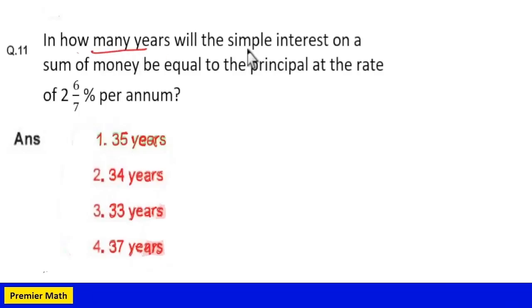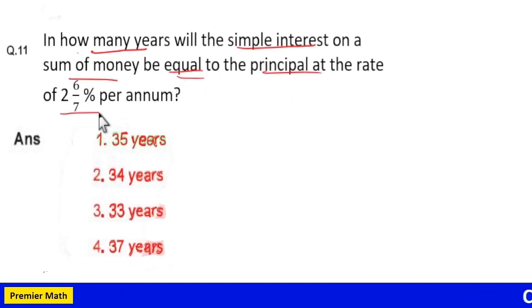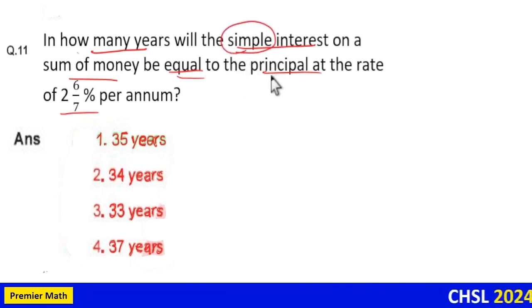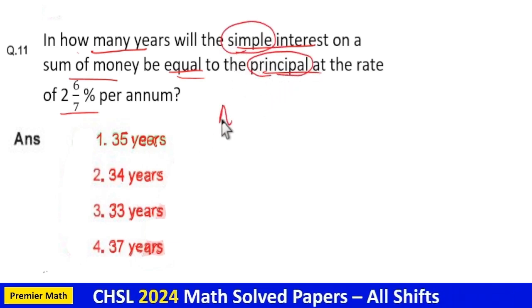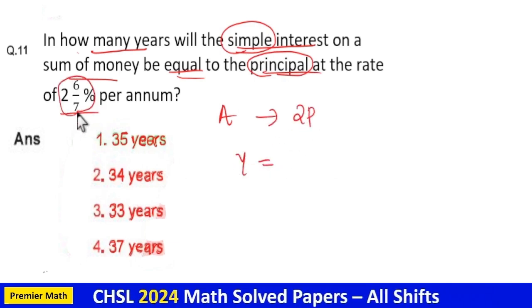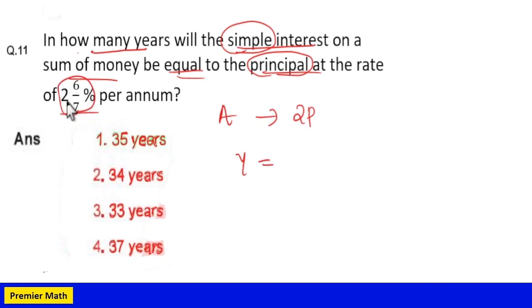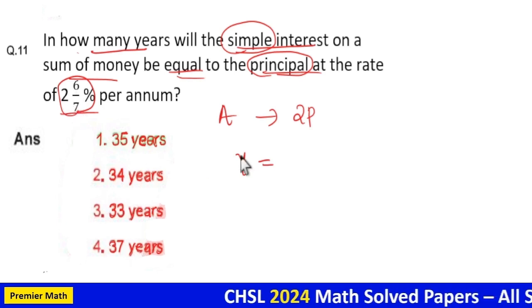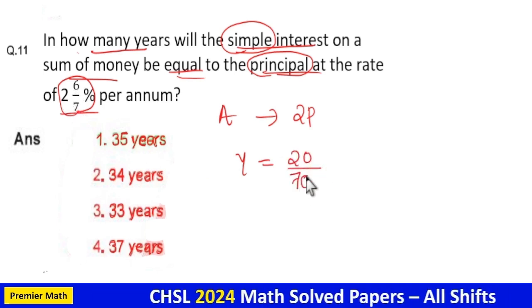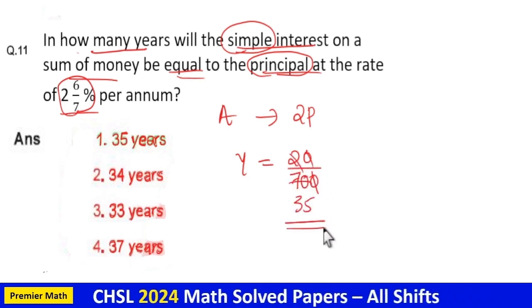In how many years will the simple interest on a sum of money be equal to the principal at the rate of 2 into 6 by 7% per annum? Here we need to find out in how many years simple interest becomes the principal. That is, the amount becomes 2 times the principal in Y years at the rate of 2 into 6 by 7%. The rate is 2 into 6 by 7%, which means 7 into 2, 14, 14 plus 6, 20. So 20 by 7% is the rate. So 20 by 7% means 20 by 700. So here 20 goes 35 times in 700, which means Y is equal to 35 years.